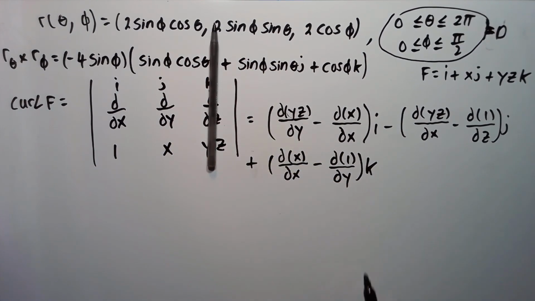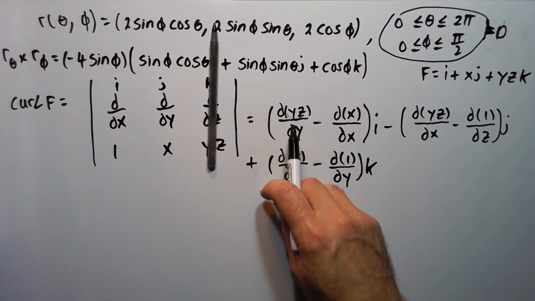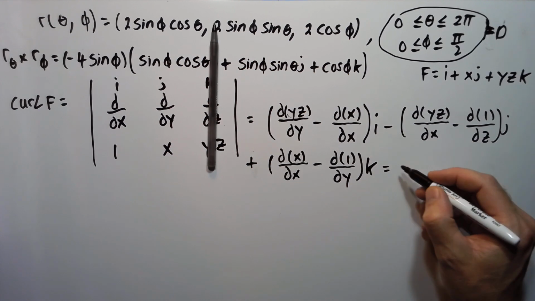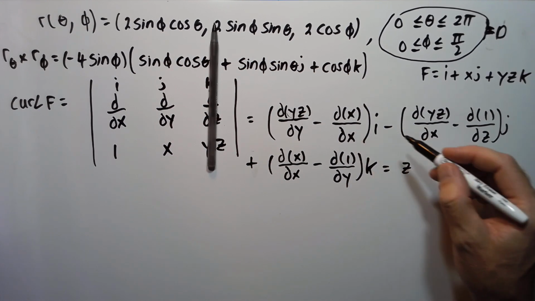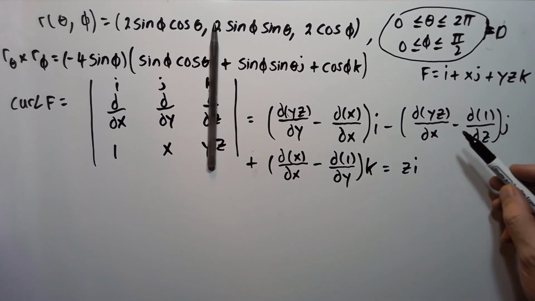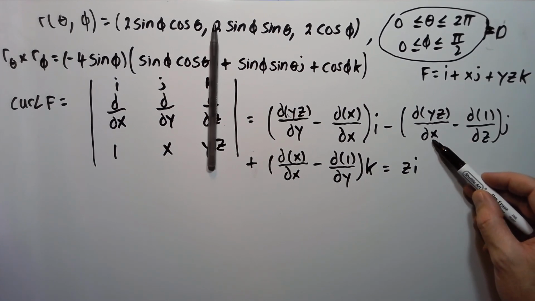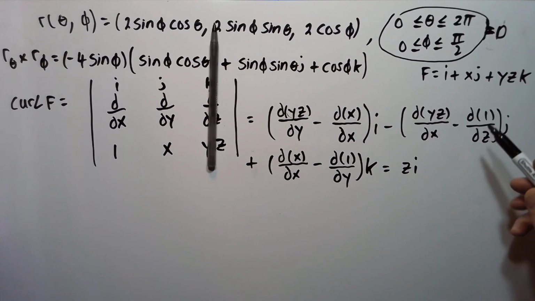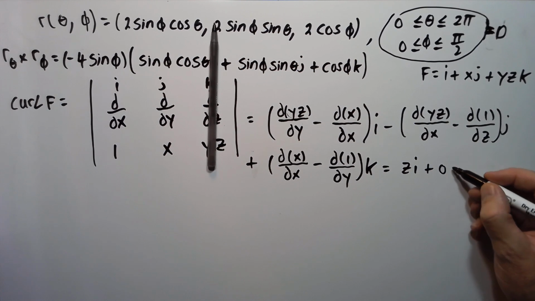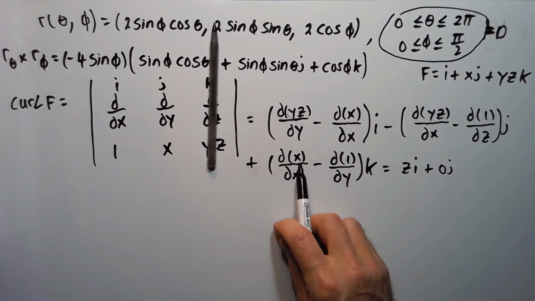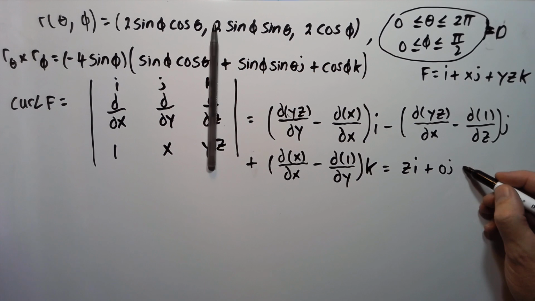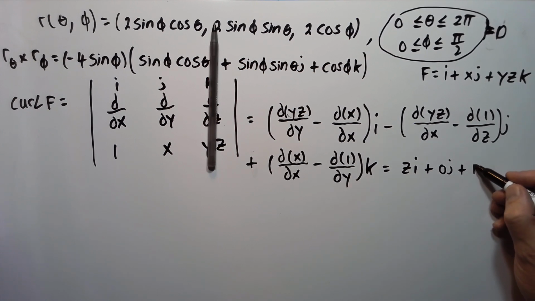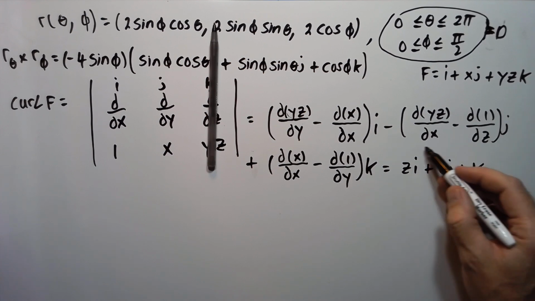Okay, so let's work these out. The top one, the partial y operator acting on yz, treating z as a constant, the derivative of y is 1, so it should just be z there. So it's going to be z i. And the partial x operator acting on yz, that'd be 0, and the partial z operator acting on 1 is 0, so it'd be 0 j. And the partial x operator acting on x would just be 1, and the other would be 0, so it just looks like it'd be k here. So this is our curl.